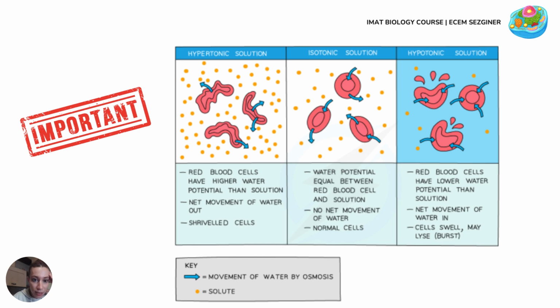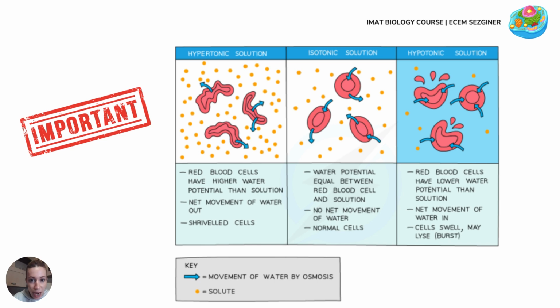But if we put them in this hypertonic solution, which is rich in some sort of molecules but not rich in water, the net movement of the water will be from inside the cell towards outside the cell. So therefore the red blood cells are going to lose water and they're going to get shriveled. This is the English word that you should know. And the net movement of the water will be towards outside.